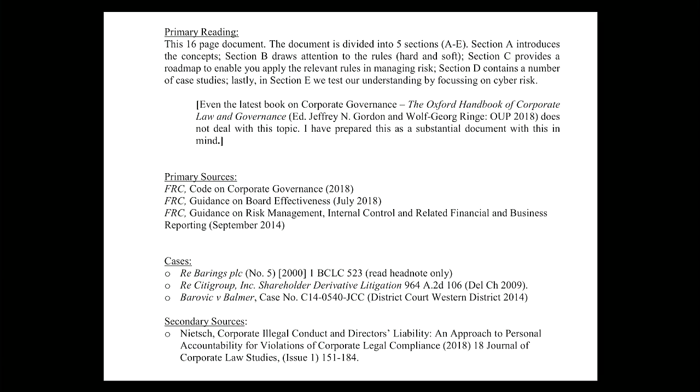Now, the soft rules are the code, but you'll notice here that if you focus only on the code, you'll be limited, because the code just contains a few principles. The real detail is in the two FRC guidance documents. There's a guidance document on board effectiveness, and there's FRC guidance on risk management. I give you references to the two documents. If you go back to the first seminar, you go to the FRC site, you download those documents. The links have been provided.